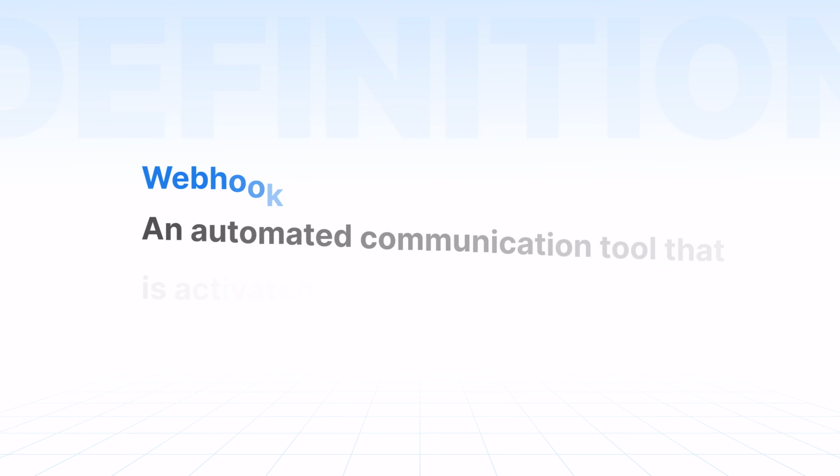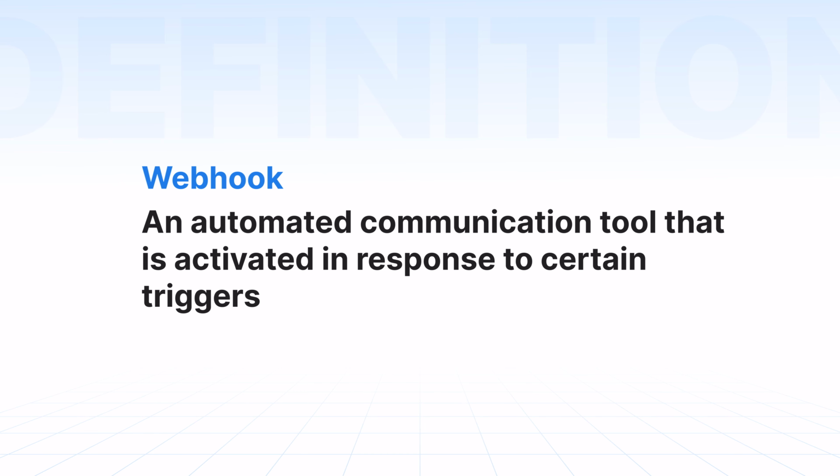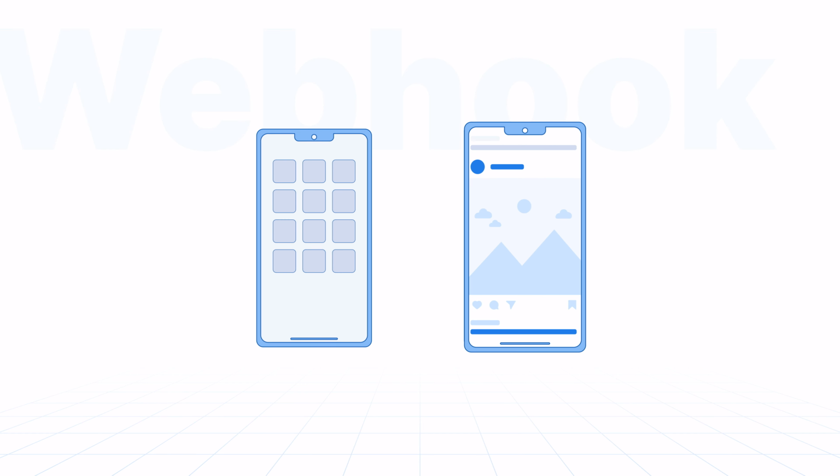Alright, what about webhooks? Unlike APIs, which involve mostly back-and-forth conversation, webhooks are activated in response to certain triggers. Let's go back to the Instagram example. When I post that photo I uploaded, my friend might get a notification telling them about it. That happens because of a webhook. The webhook triggers in response to me posting my photo, and it sends my friend the notification.